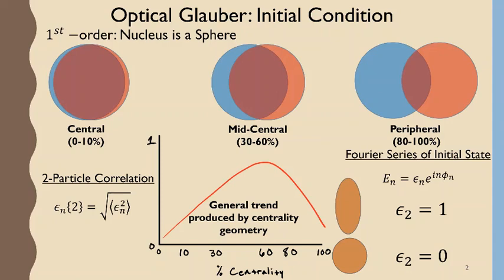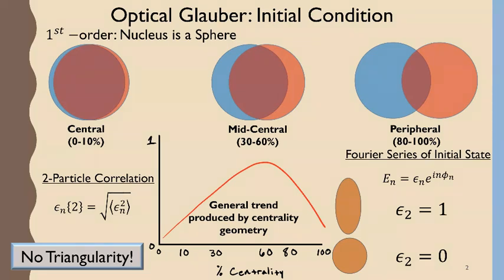Something really important that this model misses is that there's no triangularity. This is a problem because we know that experiment measures a triangular flow harmonic, so there has to be some seed for that in the initial state.